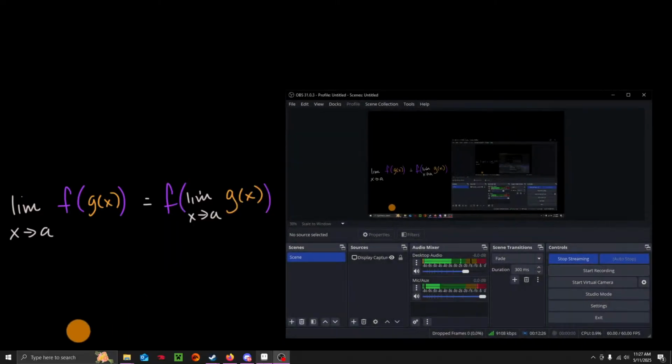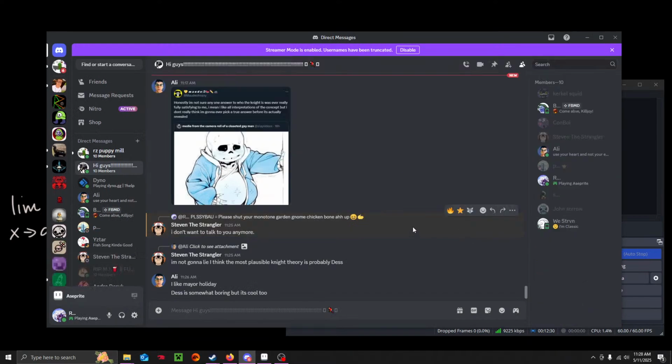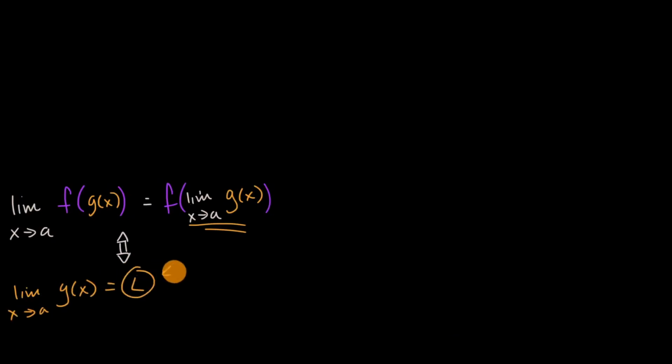And what are those circumstances you are asking? Well, this is going to be true if and only if two things are true. First of all, this limit, the limit as x approaches a of g of x, needs to exist. And then on top of that, the function f needs to be continuous at this point, at L.